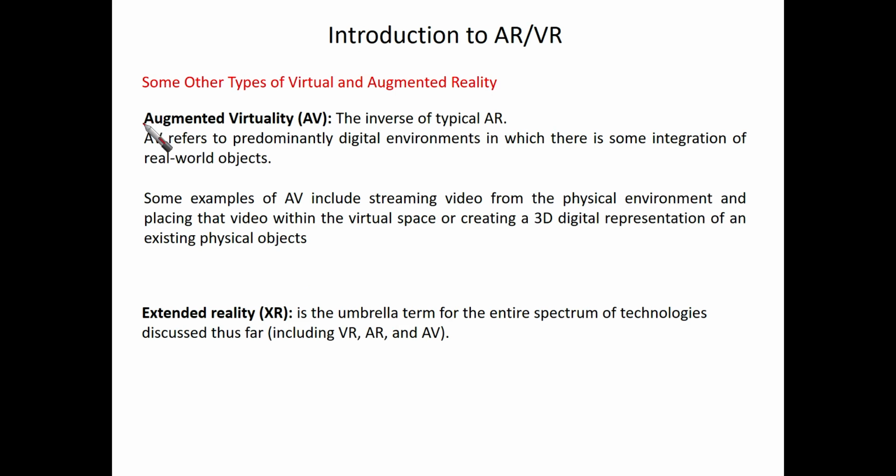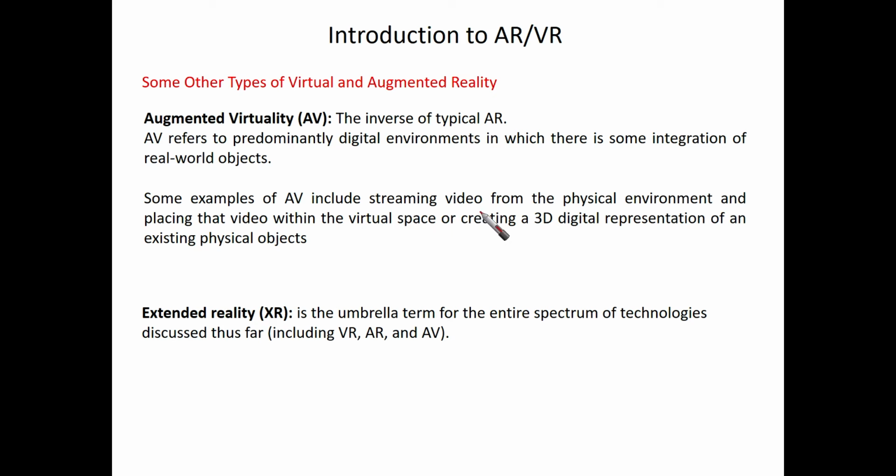Then we have what is called augmented virtuality. See, we are not saying augmented reality. In augmented reality, reality was augmented, but augmented virtuality is basically the opposite of augmented reality. That means AV, augmented virtuality, is mostly digital content, but you also give some interactions with the physical content. Think about it like that.